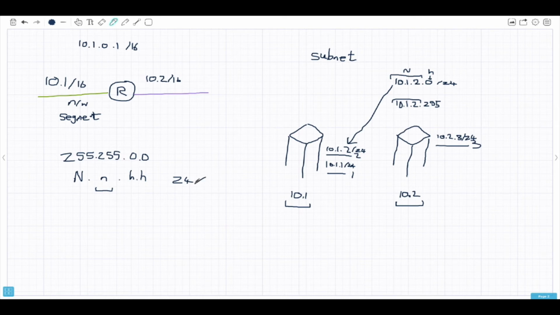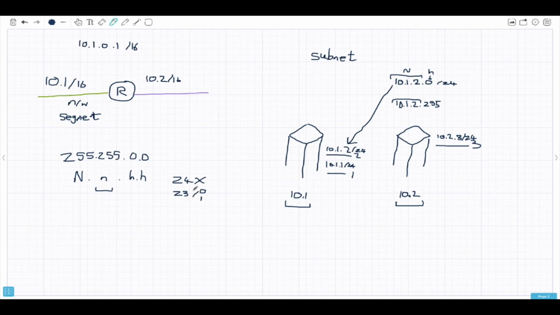Okay, so we can't do 24. So we can do 23 then? Well, if you think about it, if you do 23, that only leaves 1 bit for host. And that bit can be a 0 or a 1. Well, in networking, in computer mathematics, if you only have 1 bit and it's a 0, then all the bits are 0. If you only have 1 bit and it's a 1, then all the bits are 1. So it breaks our 0 and 1 rule.